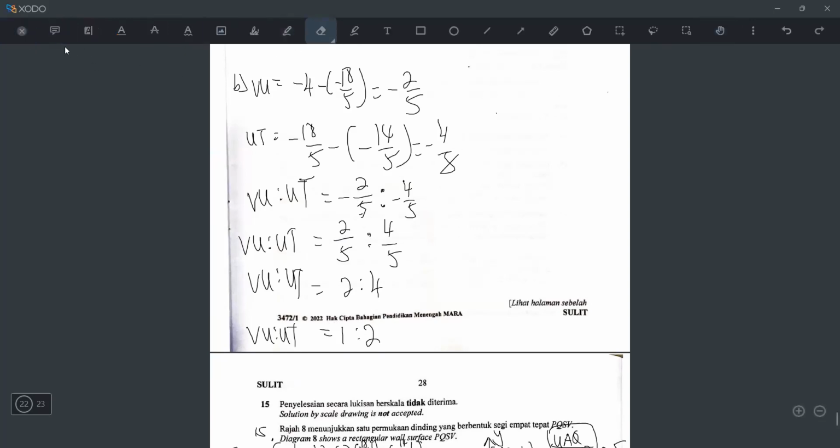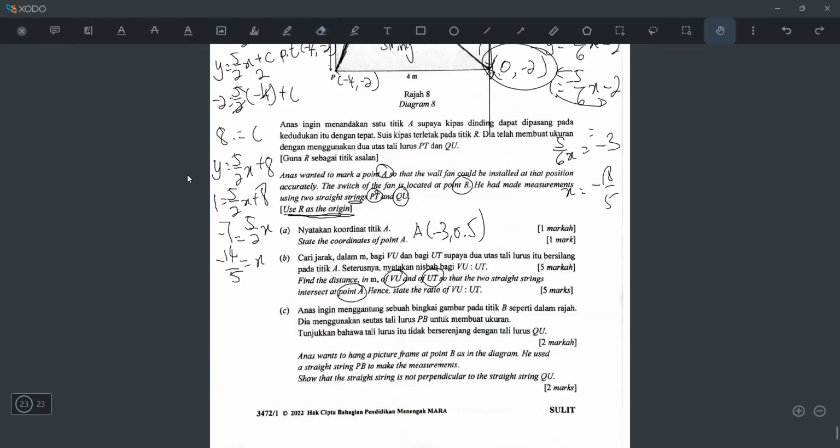Okay, finally we are at the last part of the MRSM paper. So tired, my hand hurts so much.